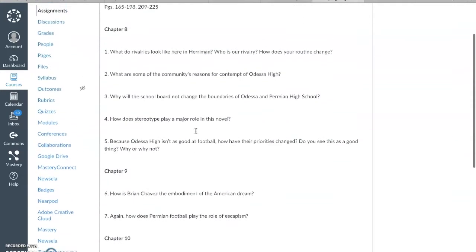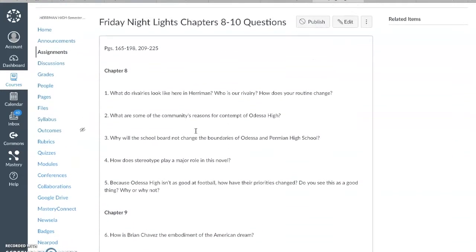The questions are really basic. I have comprehensive questions as well as analytical questions. Just make sure you answer each of these questions totally, with complete sentences, etc. Okay, so don't just read the first part, "What do rivalries look like in Harriman?" Read the second question and third question and make sure you answer these questions.